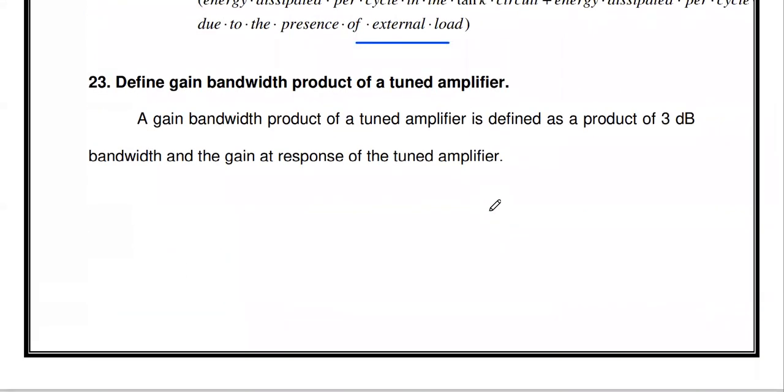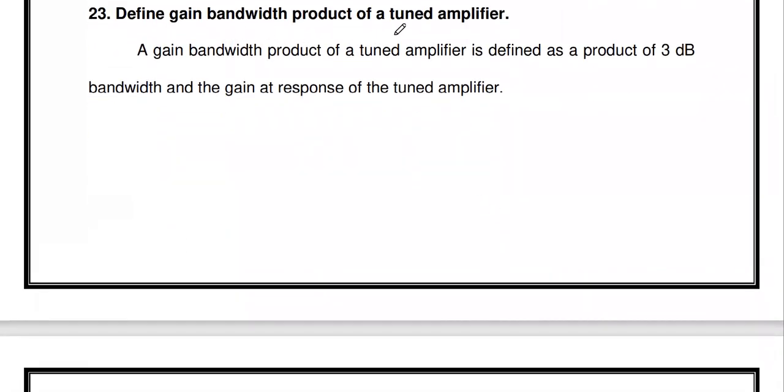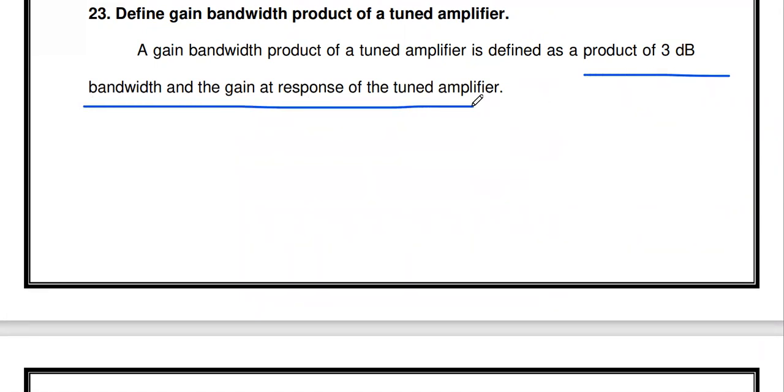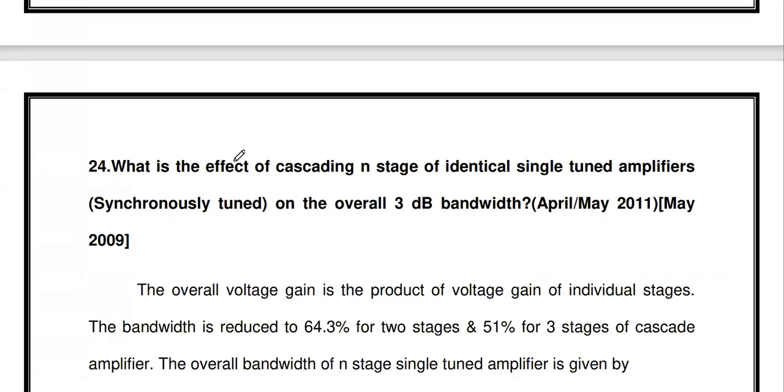Then the next one, define the gain bandwidth product of a tuned amplifier. The gain bandwidth product is nothing but the product of the 3 dB bandwidth and the gain of the tuned amplifier. So for one tuned amplifier, if you multiply the 3 dB bandwidth and the gain, it is said to be the gain bandwidth product.